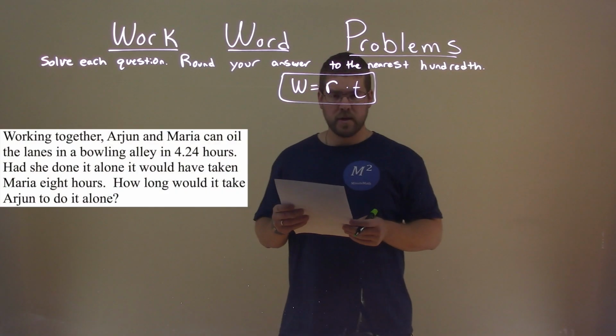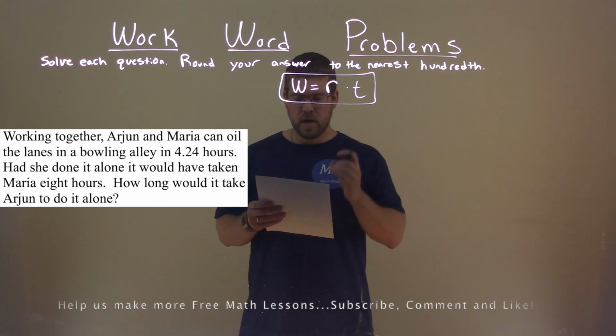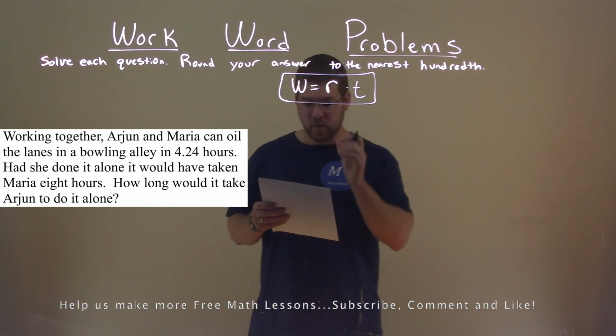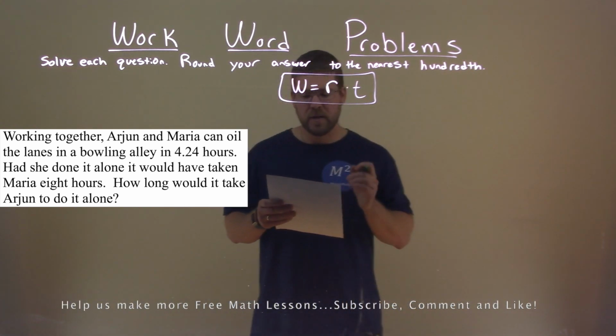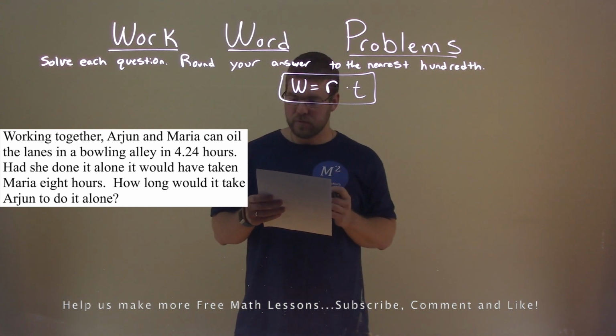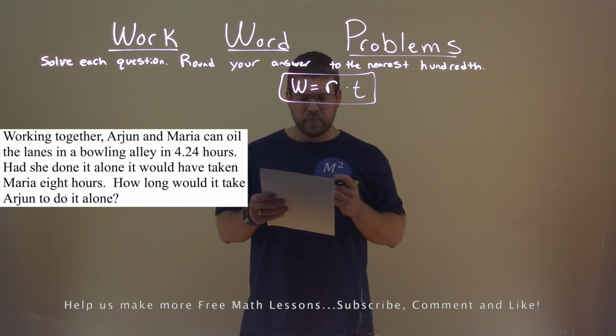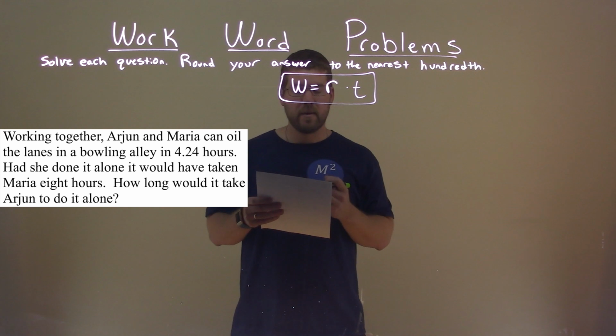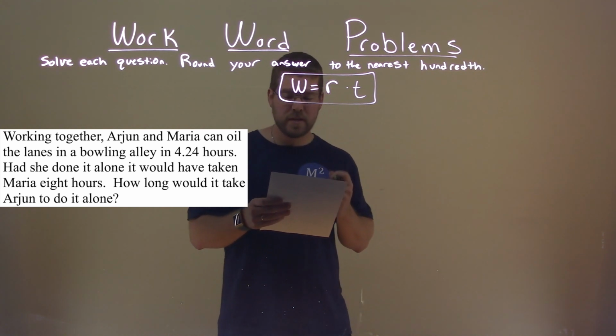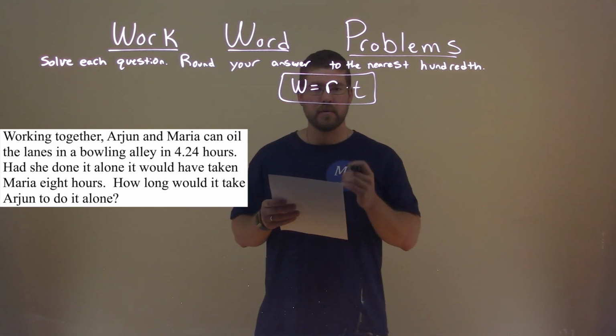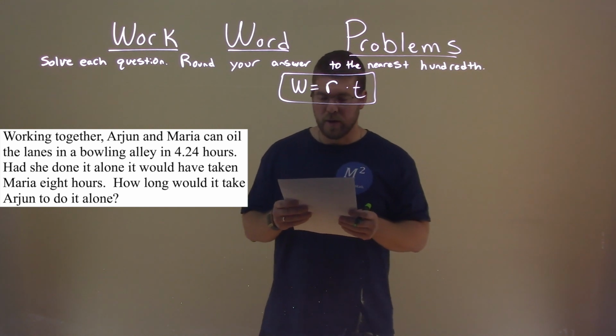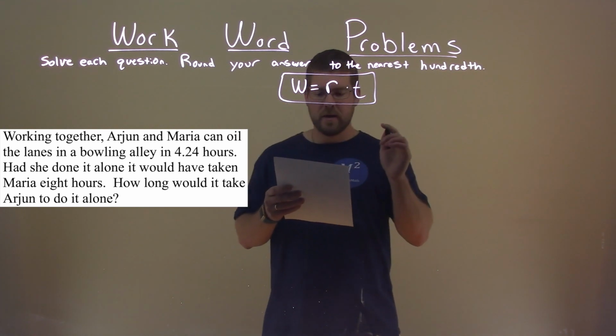We're given this problem right here. Working together, Arjun and Maria can oil the lanes in a bowling alley in 4.24 hours. Had she done it alone, it would have taken Maria 8 hours. How long would it take Arjun to do it alone? Alright, well, let's break down what we kind of know here.